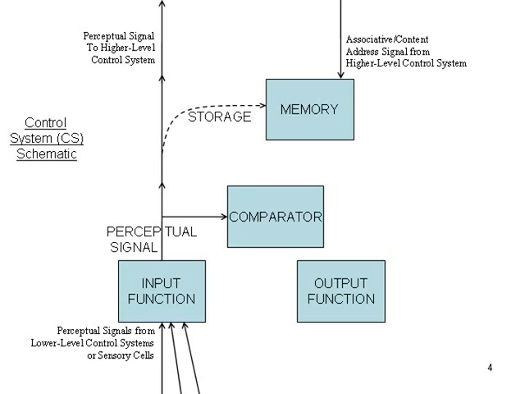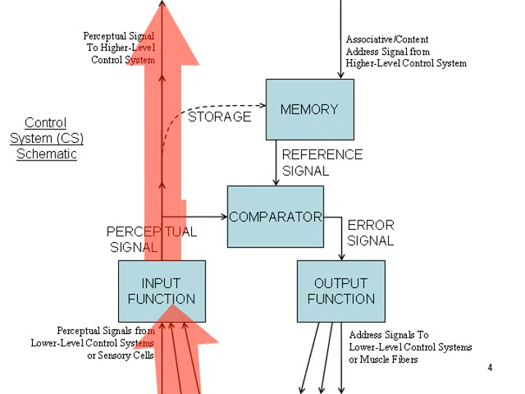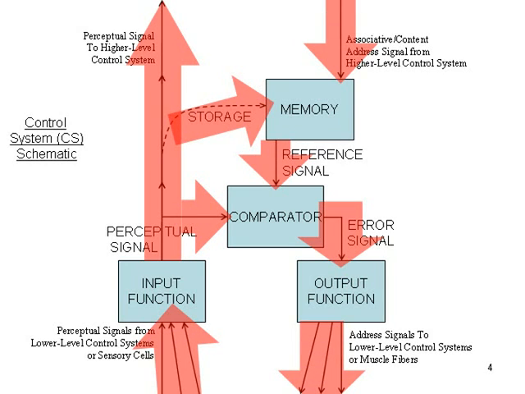From time to time, memory receives an address signal from a higher level CS's output function, determines the best matching reference standard, and sends that to the comparator. Unless the input signal and the reference signal agree, the comparator sends an error signal to the output function, which in turn sends signals addressing one or more lower level CSs or reaching outside the CS realm to stimulate one or more muscles. Signals are not generally simple. Indeed, they may vary enormously in the amount of information they carry. The signals of a mid-level CS might be comparable in bandwidth to signals of high-definition television complete with sound.